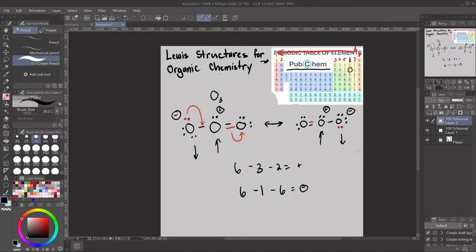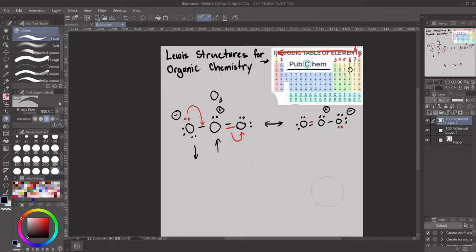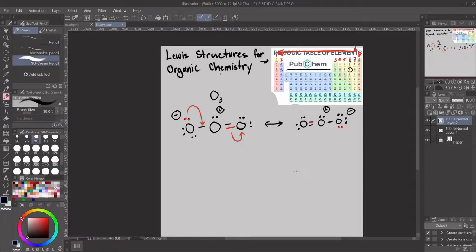So our net charge for ozone is 0 because the negative and the positive cancel out and we end up with an overall charge of 0. However, we're still looking at the formal charges here because later they will help us understand how reactions occur. But right now, just understand the concept. All right. So we have our two resonance structures here.